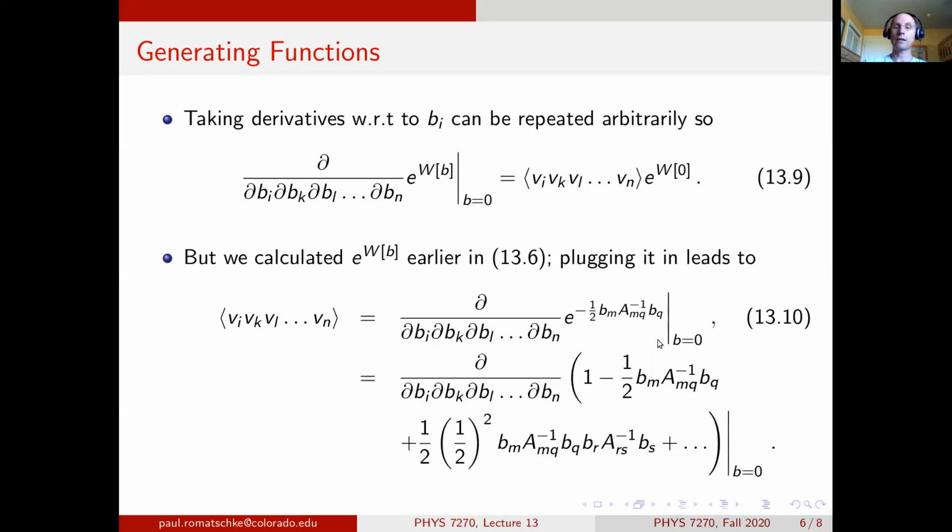We can then expand the exponent here in powers of b. So we get that the expectation value of n of these fields is equal to taking the derivative with respect to n of these vectors b of something that is 1 minus something quadratic in b, plus something quartic in b, something that has 6 powers of b, and so on. There are always even powers of b because the result just comes with 2 powers of b in the exponent.